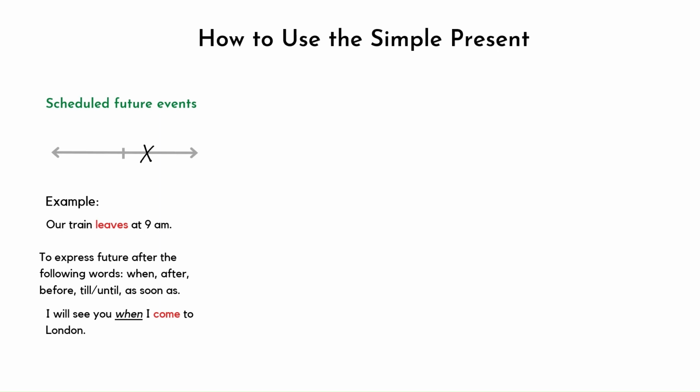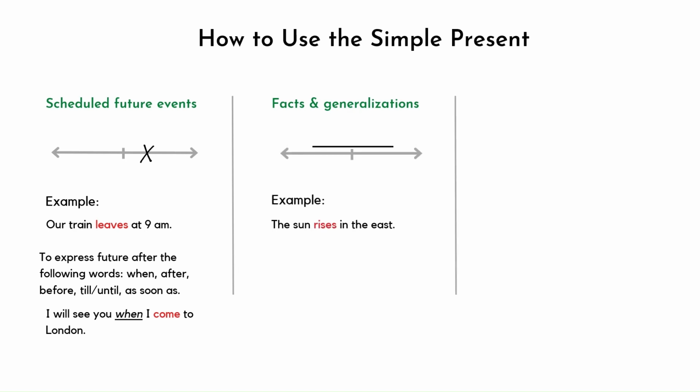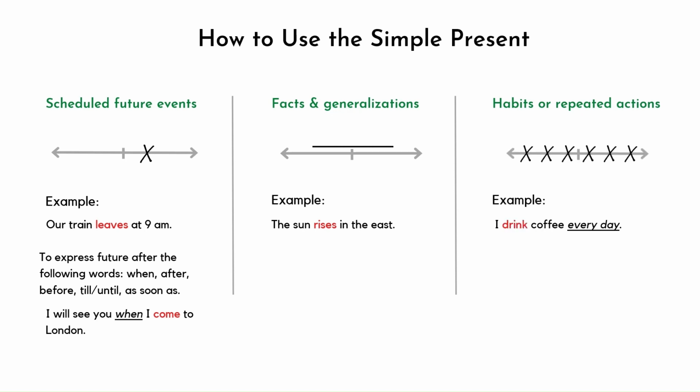We also use the simple present tense for facts and generalizations. For example, the sun rises in the east. And we use the simple present tense to talk about habits or repeated actions. For example, I drink coffee every day. I go to bed at 10 p.m. The underlined expressions every day and at 10 p.m. indicate the present simple tense.